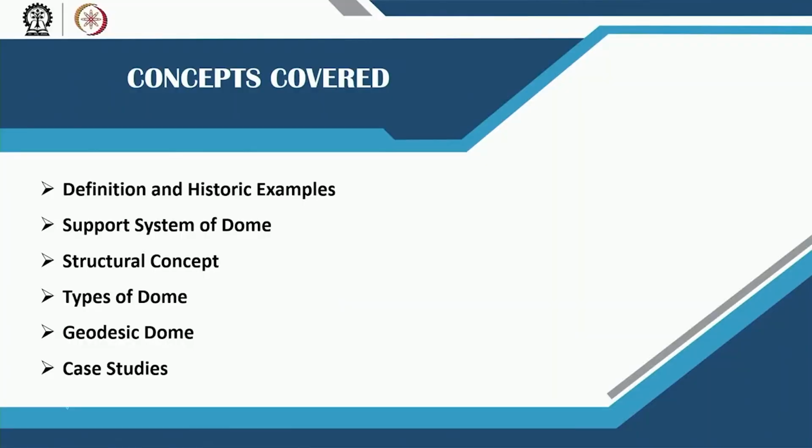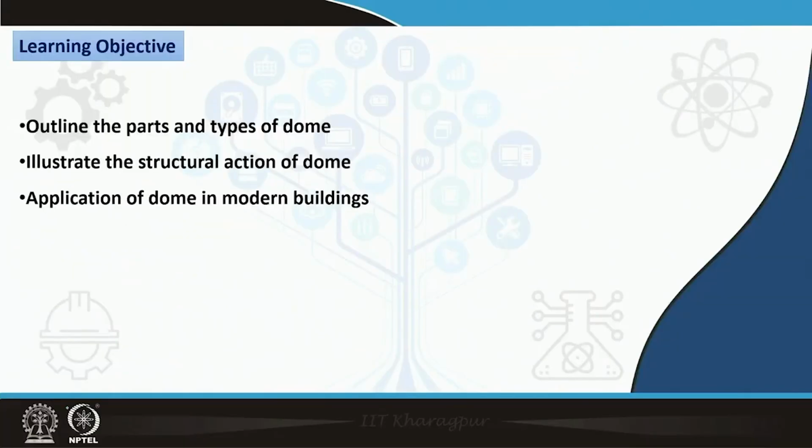In this lecture we have the following concepts to be covered. We will start with the definition and the historic examples. We will go for the support systems of the dome, how the dome can be supported, the structural concepts, and types of the dome. We will talk about the geodesic dome and then see some case studies.